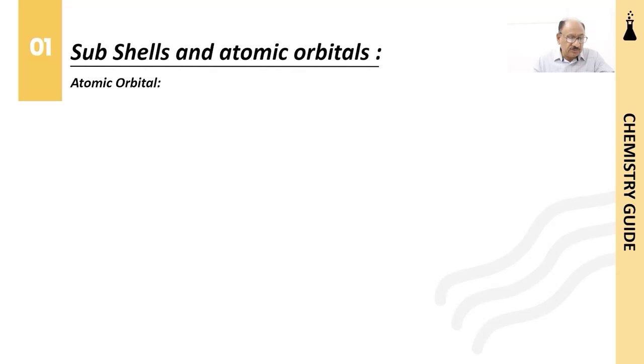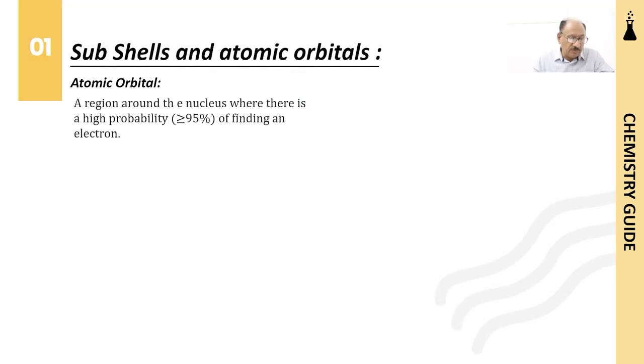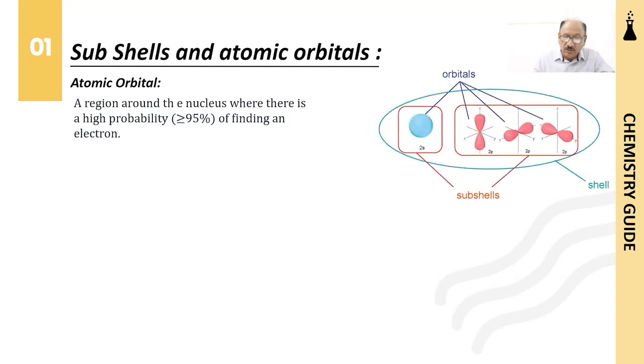Subshells and atomic orbitals. What is an atomic orbital? Basically it's a region around the nucleus where we have a probability of 95% or more of finding an electron. Keep in mind, we cannot be 100% sure that an electron at a specific time is at that location, but it's equal to or more than 95% probability of finding that electron.